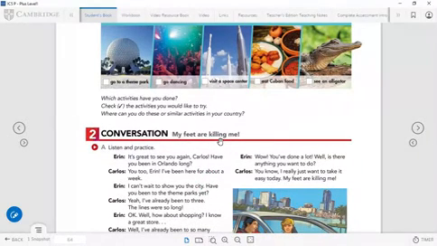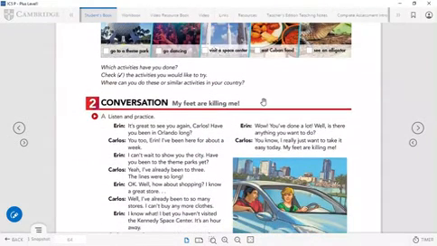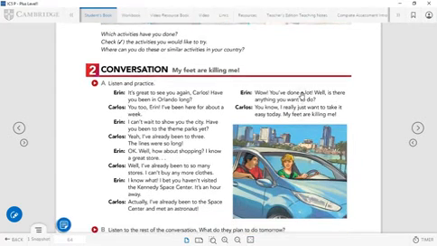Now, number 2, look at this. Conversation. My feet are killing me. Look at this. It belongs to the vocabulary too, okay? It's not polite, it's an informal expression, okay? Now, listen to the conversation.